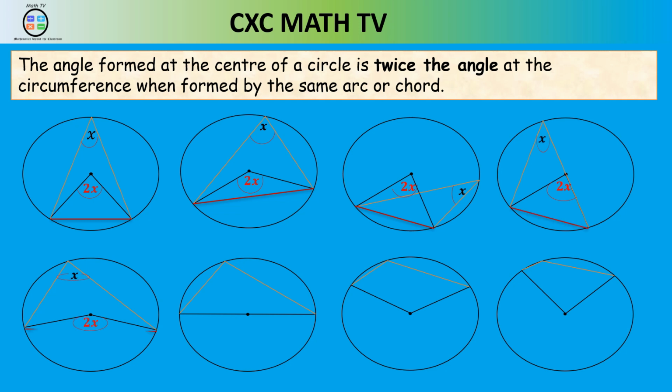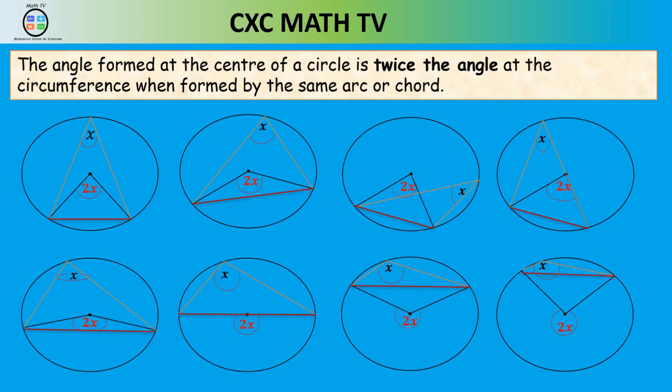Alright, so whenever we have the angle at the center, it's going to be 2 times the angle at the circumference when they are formed by a common chord. And in this case, the common chord is all in red. Now let's look at how we're going to utilize it in a question.